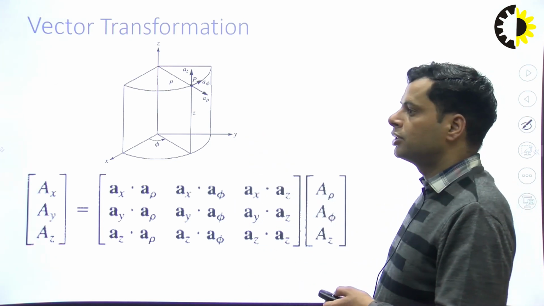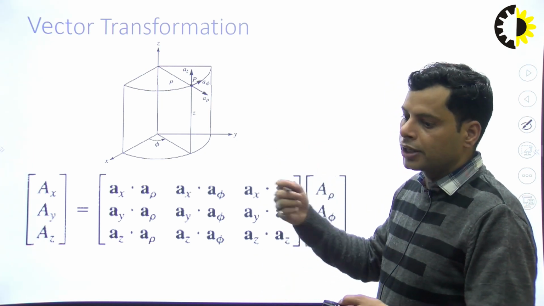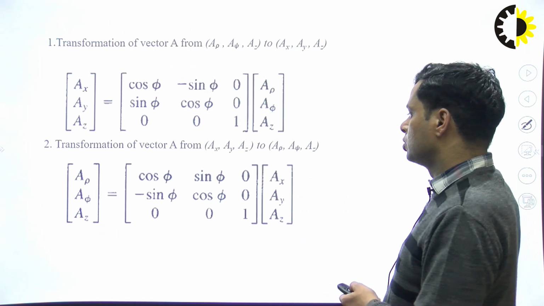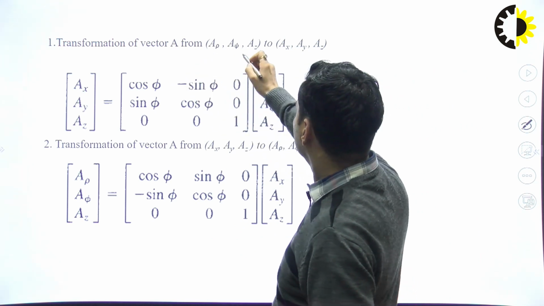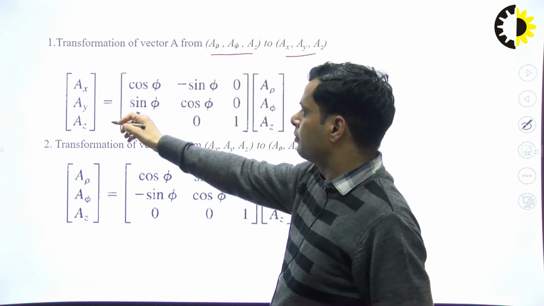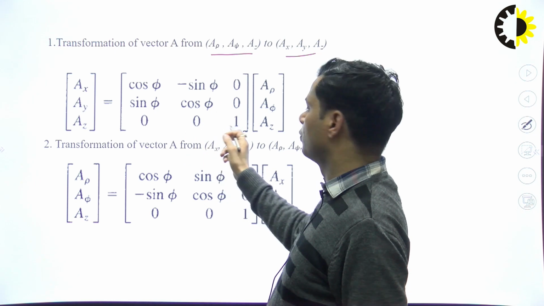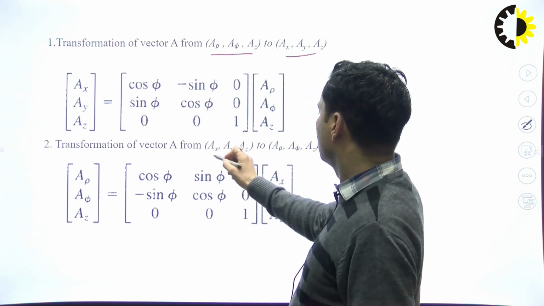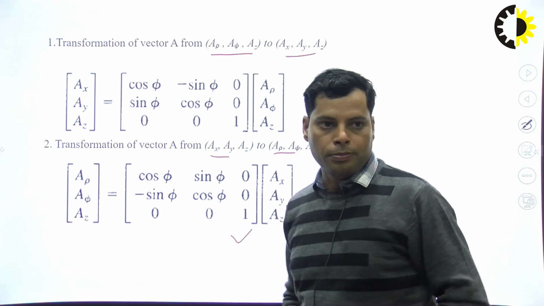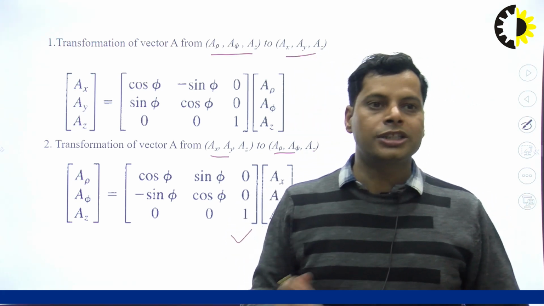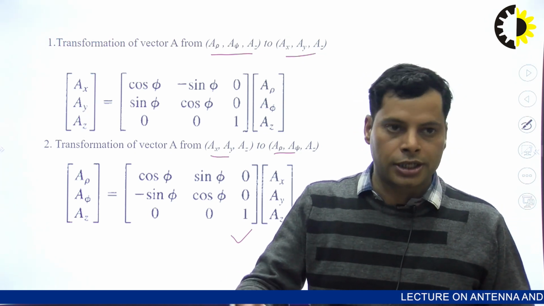Now, this is the vector transformation. If ax, ay, az are known to us, how can we calculate a rho, a phi, az, and vice versa? For that, the transformation from cylindrical to Cartesian is given by this matrix: ax, ay, az with cos phi, minus sin phi, 0; sin phi, cos phi, 0; 0, 0, 1. In the same way, we convert from Cartesian to cylindrical with the help of this matrix. So we can convert the vector between Cartesian and cylindrical in either direction.